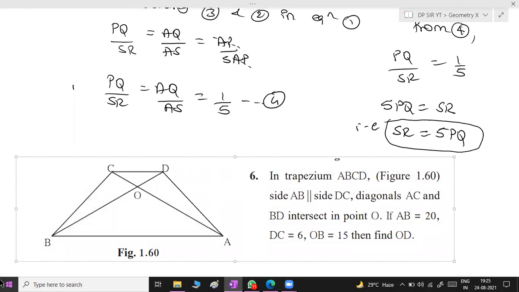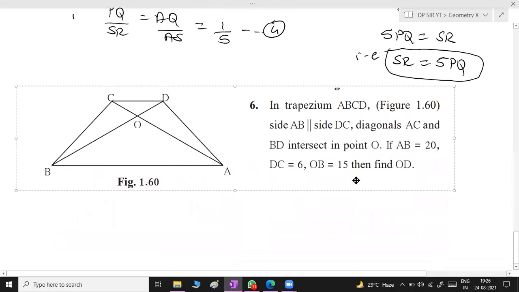Okay. Question 6 states that in trapezium ABCD, side AB is parallel to side BC. Diagonals AC and BD intersect at point O. If AB is equal to 20, BC is equal to 6, OB is equal to 15, then find OD. So we need to find OD. The question is simple. Don't worry. Take two triangles, prove them similar, take their corresponding sides, do cross multiplication, and you get your answer. Not a big deal. So let's start with the solution.